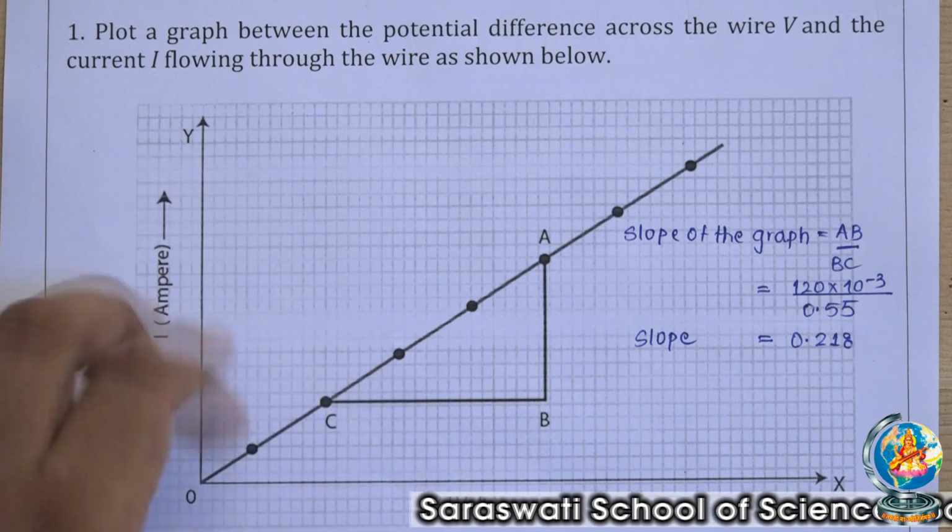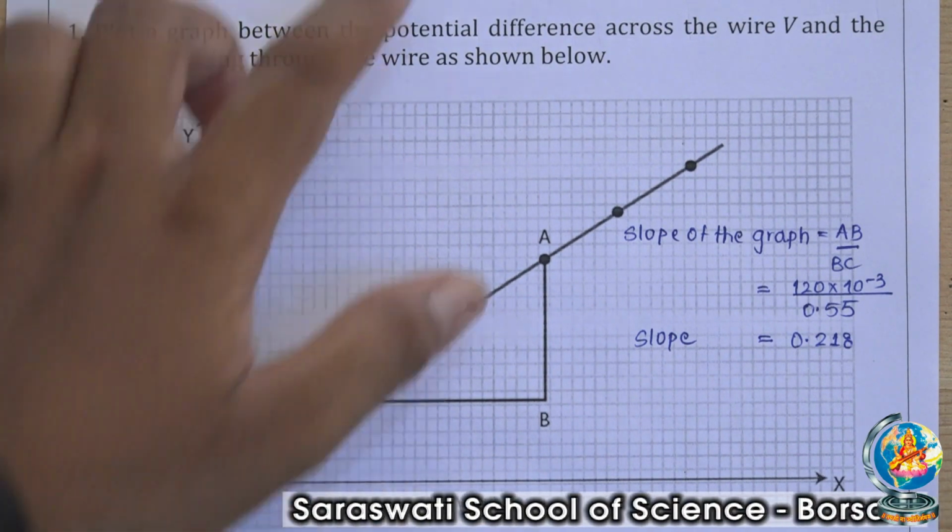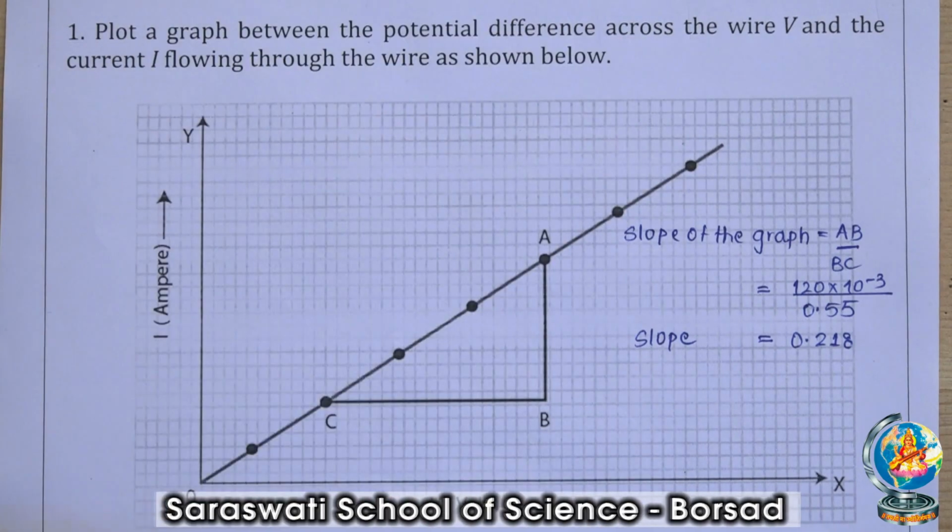Now you need to plot a graph on graph paper, taking the voltage readings as your x-axis and the ampere readings on the y-axis, and you will be able to plot all the points, and you will see that it comes out as a straight line like this.